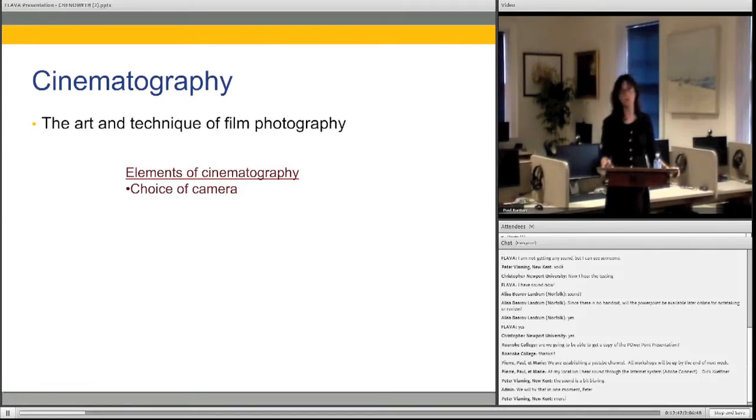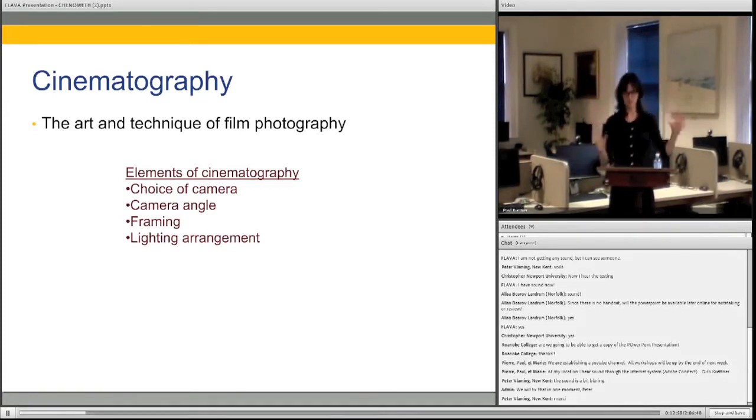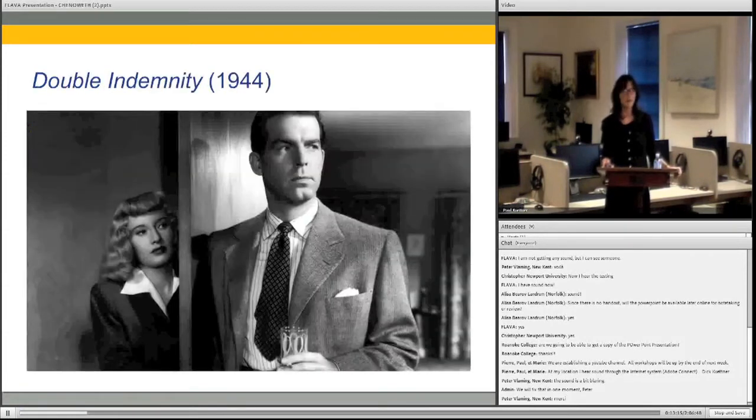Elements of cinematography, the choice of the camera, right, what kind of camera makes a big difference in terms of what the film looks like. The angle, the framing, right? So you've got your arrangement of your scene, but then what's the frame? Lighting, arrangement, part of mise en scène and cinematography both. The film stock will make a huge difference in how it looks. And then, of course, camera movement, right? And some of these are more technical than others, and I certainly won't be going into all of them, but some basic things hopefully we can recognize.